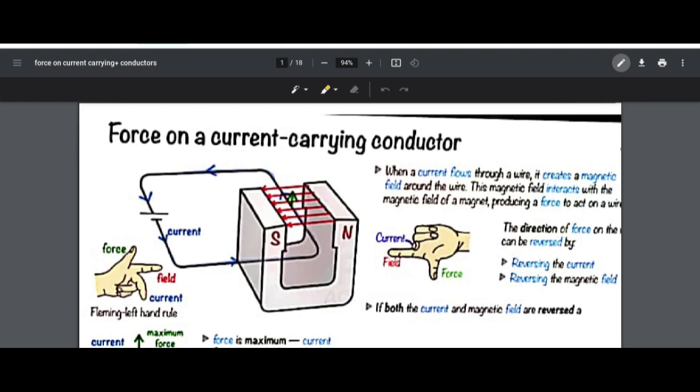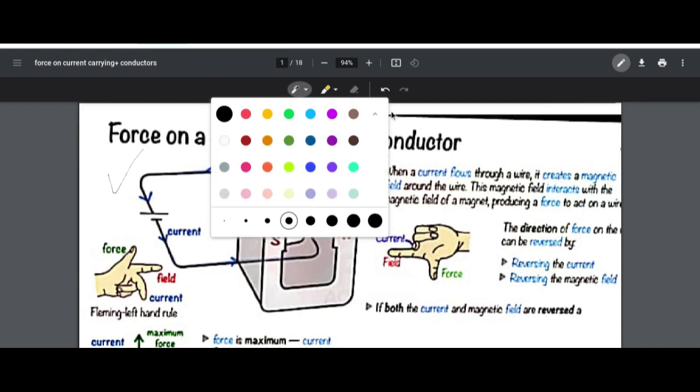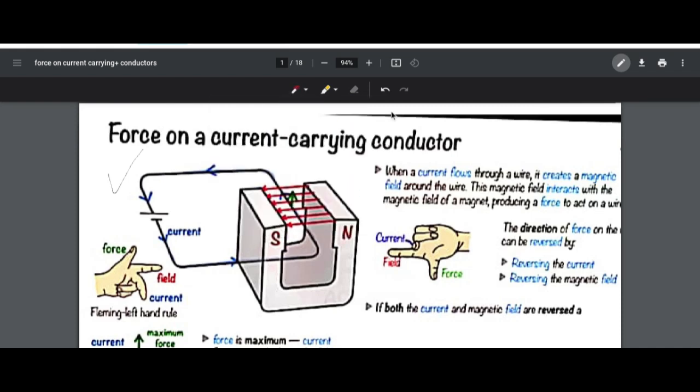The force on a current carrying conductor is a fundamental concept in electromagnetism and is described by Fleming's left hand rule. Here is a detailed explanation: when a current carrying conductor is placed in a magnetic field. Now this is a conductor, this is a current carrying conductor. It is placed inside the magnet, and that magnet produces a magnetic field, okay? This phenomenon is the basis for many electromagnetic devices such as electric motors.